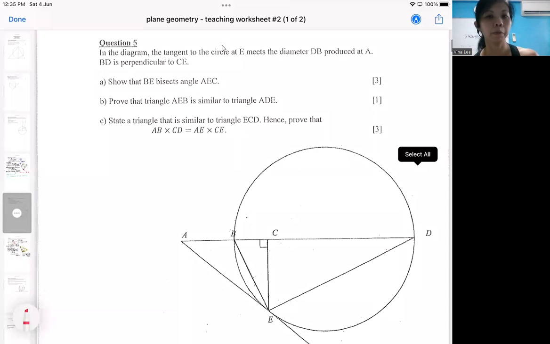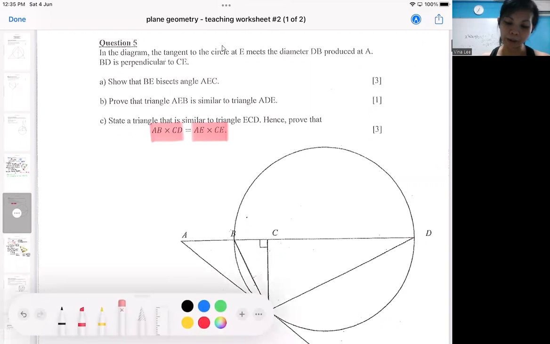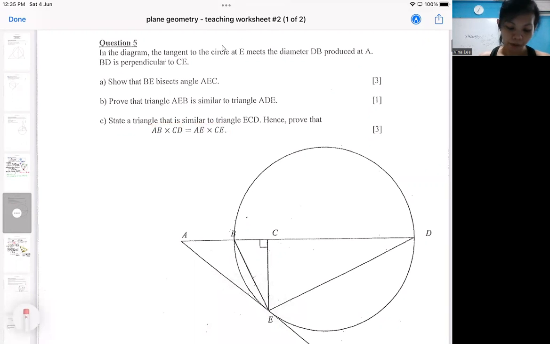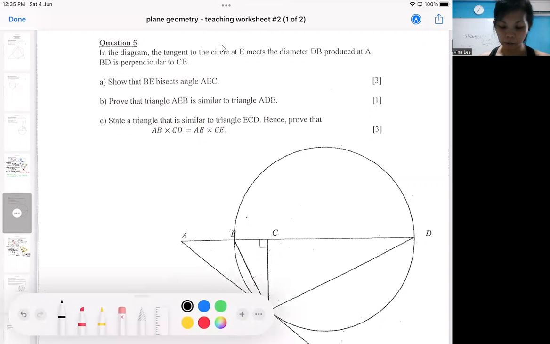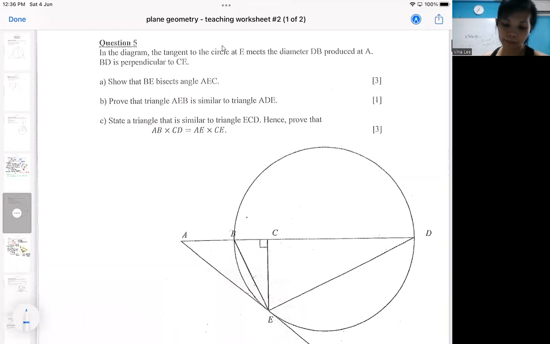And second part, we got to prove similar. So that also meant that we might need some angle. And the last part is some ratio. So that will be the ratio that comes with similar triangle. So all in all, for this question, we are expecting to use some algebra, and then also the ratio that comes from similar triangle. So let's talk about part A first.